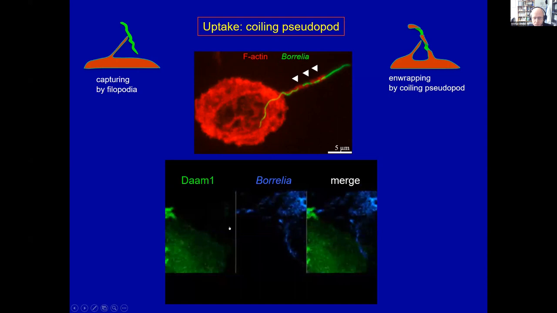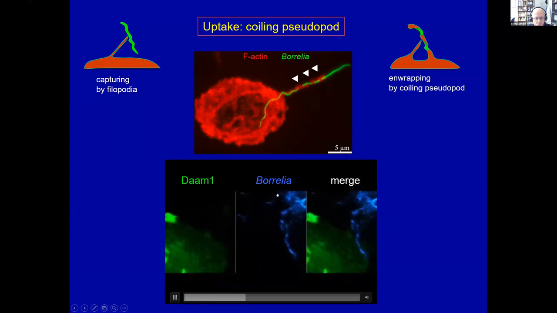And what Ann-Kathrin could also show very nicely is that one of these formins, the third one, which is important for filopodia formation, is also important for the formation of the coiling pseudopod. So what I'm going to show you here is, in blue, the Borrelia going in and out of focus, and in green you see DAAM1, at the surface of the macrophage that is in contact with Borrelia. Here you see the captured Borrelia.